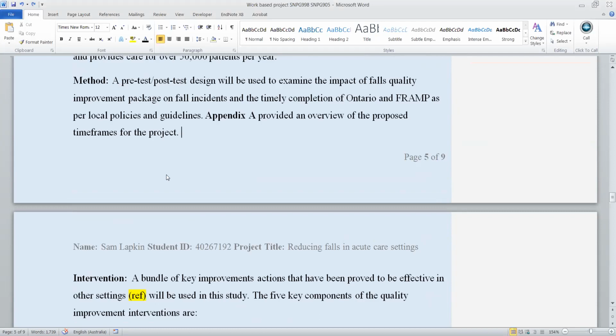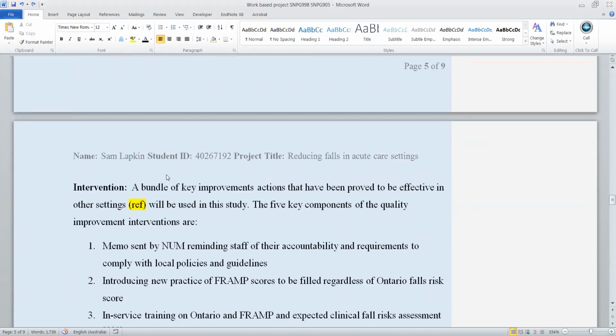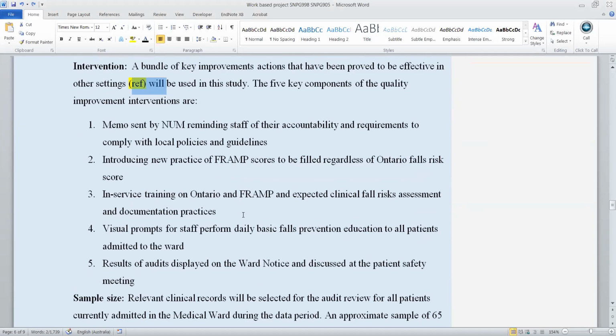We need to have an idea of whether your project is achievable within the timeframes of the project. So I'm describing the intervention. The intervention is a bundle of key improvement actions that have been proved to be effective in other settings. So you need to provide an appropriate reference for any key points. Okay, there are 5 key components of that intervention.